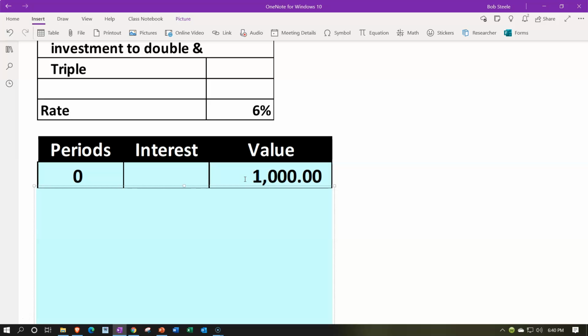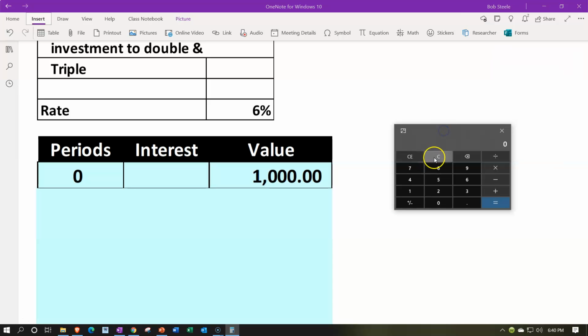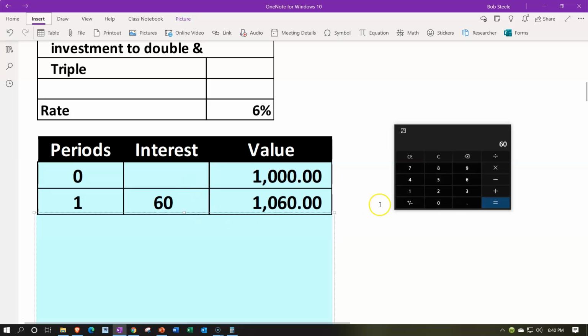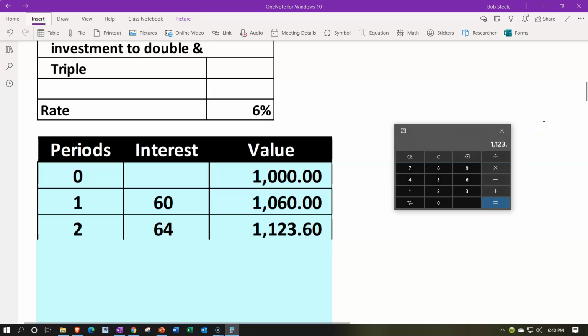So that's when it would double. I'm just going to go period by period until we get up to 2. We take the 1,000 times the 6%, 0.06, and that's going to be $60 in interest. The $60 plus the original 1,000 gives us the 1,060. That times 0.06 gives us 63.6, or about 64, plus the 1,123.6, and we would go on and so forth.